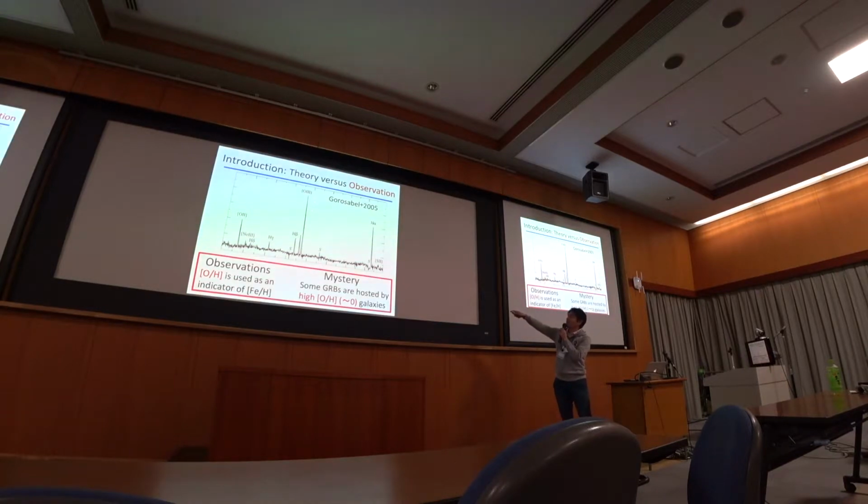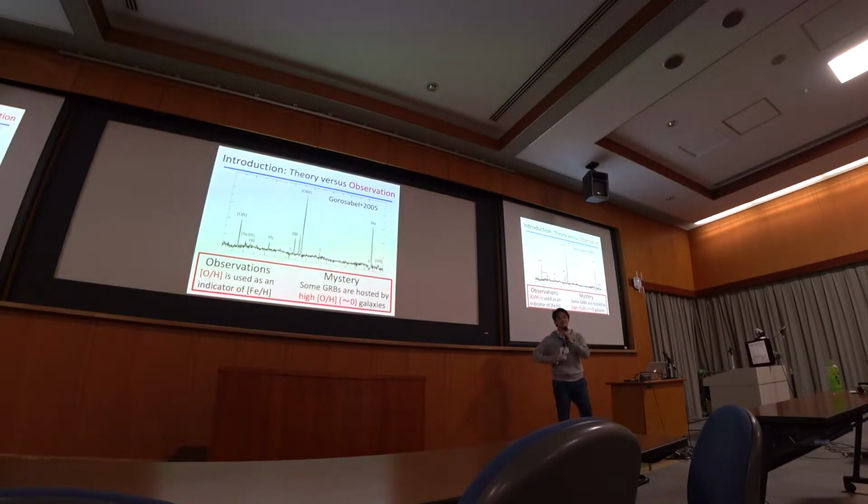And then, as you can see, a strong emission line comes from the oxygen element. So that's why people use oxygen abundance as an indicator of iron. So then there is a big mystery among gamma ray burst people. Somehow, some gamma ray bursts are hosted by galaxies with high oxygen abundance, comparable to the solar value. This is a mystery because this value is, roughly speaking, one order of magnitude higher than the theoretical limitation.